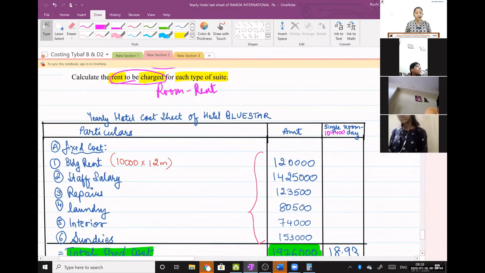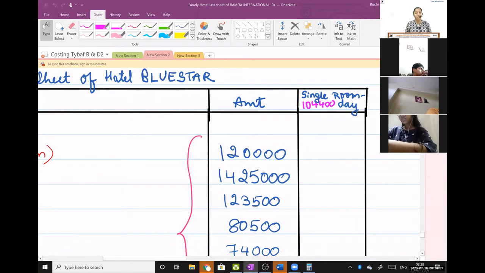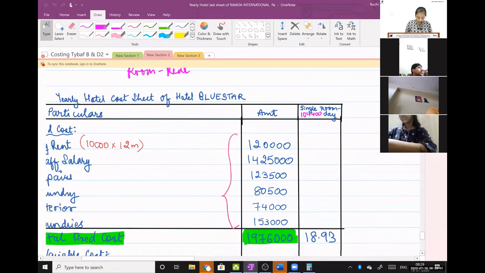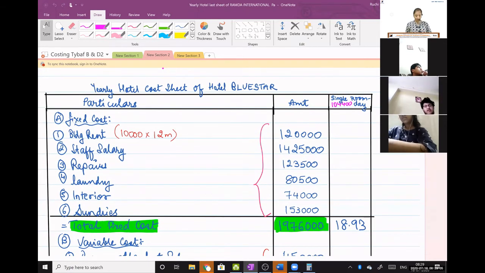Yearly cost sheet of Hotel Blue Star, particulars column, amount column, and single room days column. See, single room days column, 1,04,400. We just got this answer. Start with fixed cost. There are 6 items under fixed cost. First is building rent.